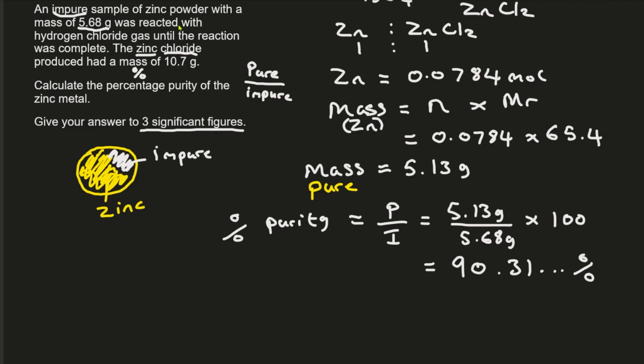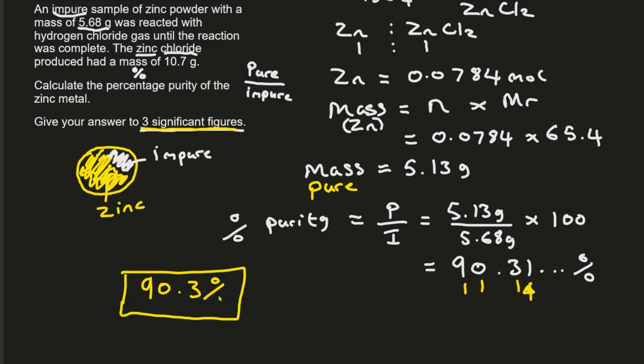Now, we have to do the last part, which is 3 significant figures. Now, please don't forget that. So the overall answer, therefore, guys, to 3 significant figures, 1, 2, 3. So we look at this number over here, and the number after it is less than 5. So we know that the answer is going to be 90.3%. And there you have it.